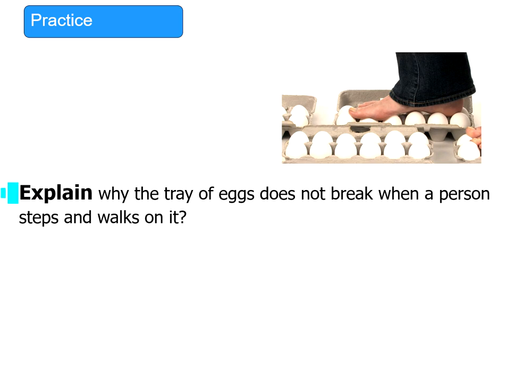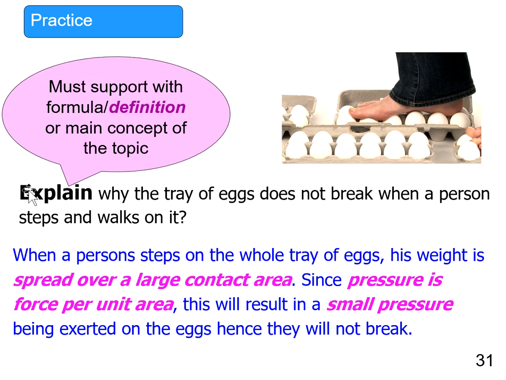Now, again, let's highlight the word explain, and we ask ourselves, what is this topic about? This is about pressure. So, since we're going to explain pressure, I will then start by writing down the definition. I make sure that the definition for pressure is in my answer. So, let's read the answer. When a person steps on the whole tray of eggs, his weight is spread over a large contact area, or you can say it's distributed over a large contact area.